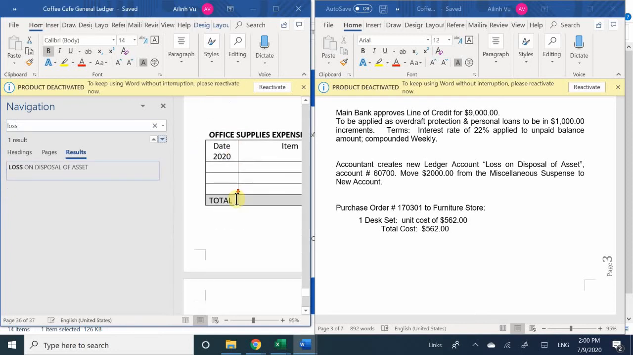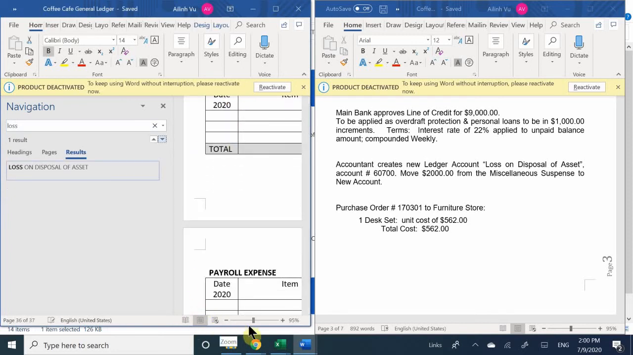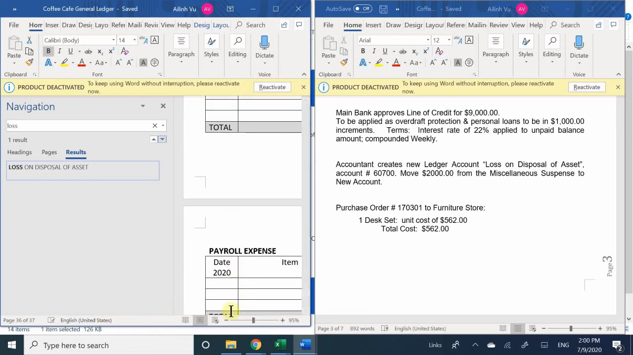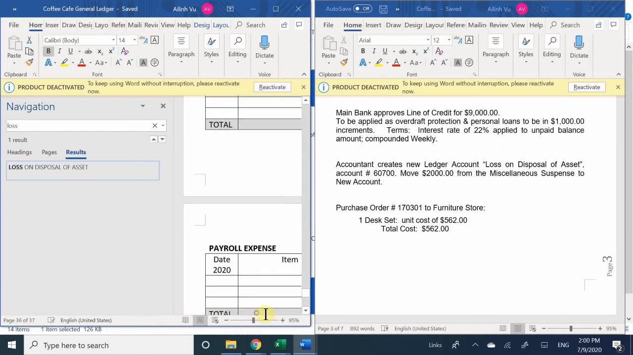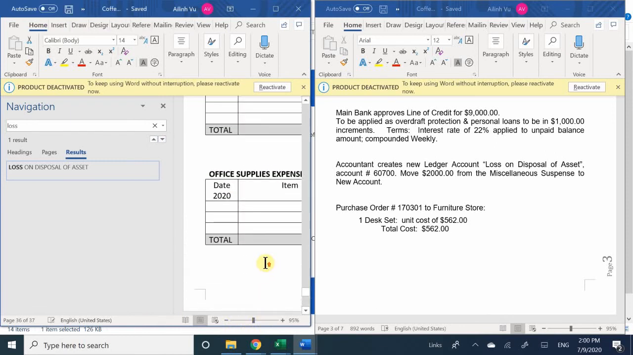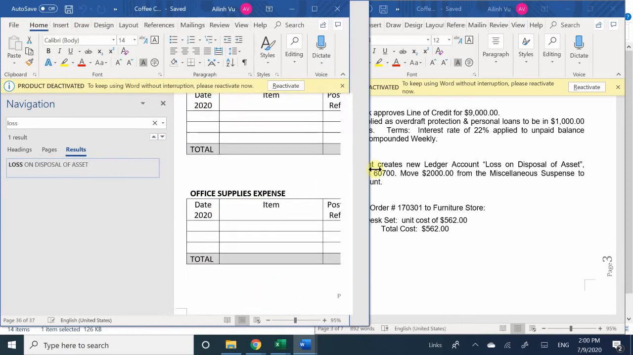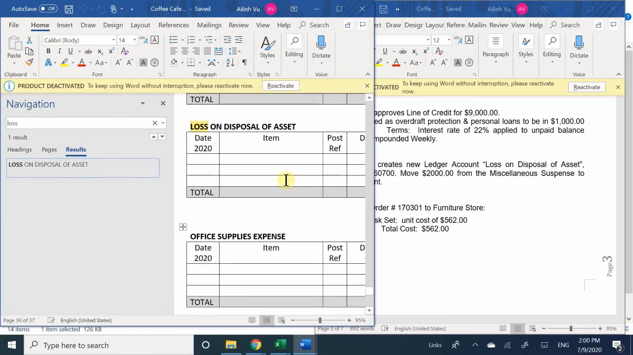So yours is going to be on page... Where's my scroll bar? So yours is going to be on page, I think it's at the very bottom. Office expense.